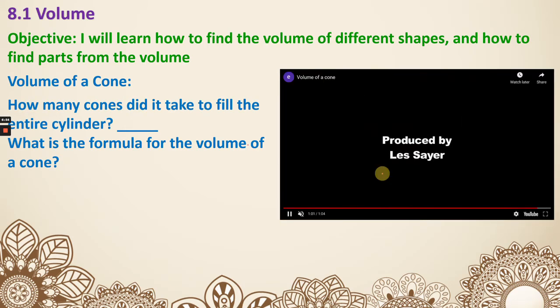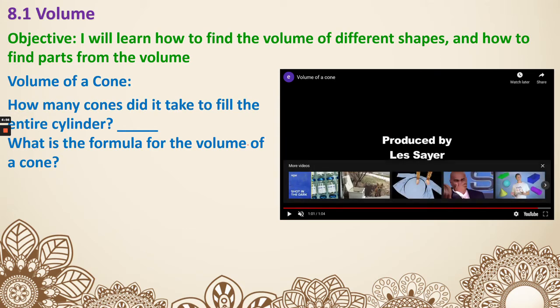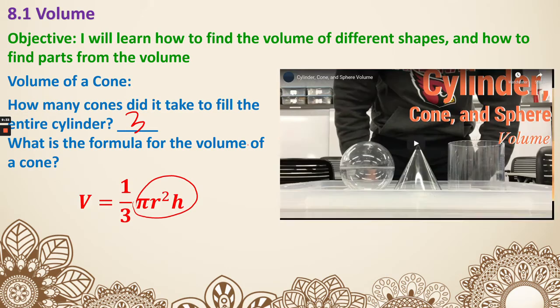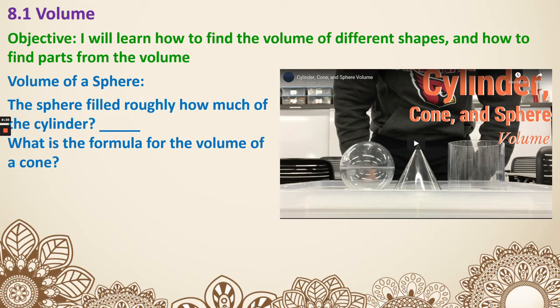If you watch the video, you should notice it takes 3 cones to actually fill an entire cylinder, which is why the formula for a cone is related to the volume of a cylinder. So it's going to be 1/3 pi r squared h. The pi r squared h is the cylinder, and 1/3 is the cone. Now let's have a look at the volume of sphere. Watch the video and decide how much of the cylinder does the sphere actually fill.